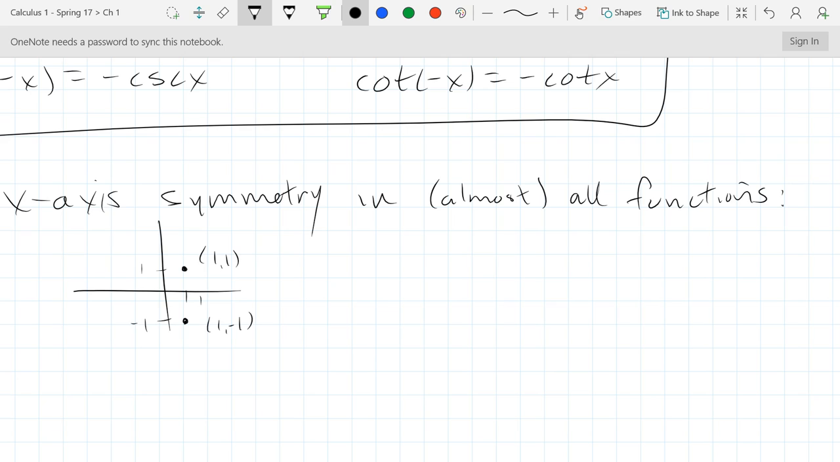Why is this not a function? Yeah, vertical line test, or the one rule to be a function: whatever your input is gets one output, not two outputs or any other number of outputs. So if you have one point that's not on the x-axis, you will not get x-axis symmetry and be a function.